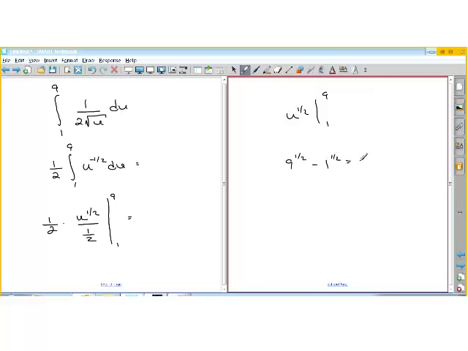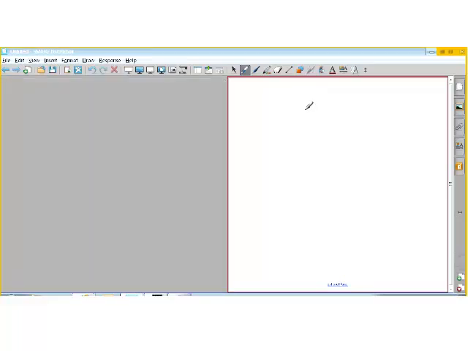Well, that's the same thing as a square root, so you get 3. Square root of 1 is 1, so you get 3 minus 1, and so the area underneath that curve, which is the integral, is 2. That's the answer for problem 75. Okay, let's see, what else can we do here? 76.